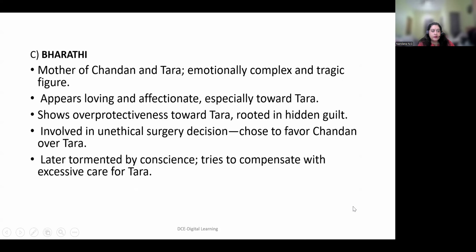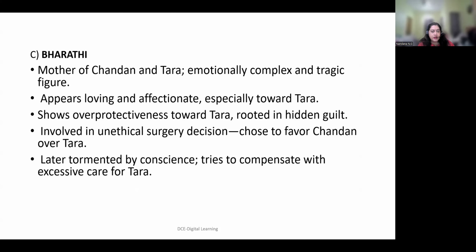The third character sketch, the question asked is Bharati. Bharati, mother of Chandan and Tara, the conjoined twins, is an emotionally complex and tragic figure. She had a love marriage with Mr. Patel. She is the only daughter of her father, a rich industrialist. She is a good woman, and when the twins are born, she also tries to be a good mother. But then the bad surgery decision ruins her life.